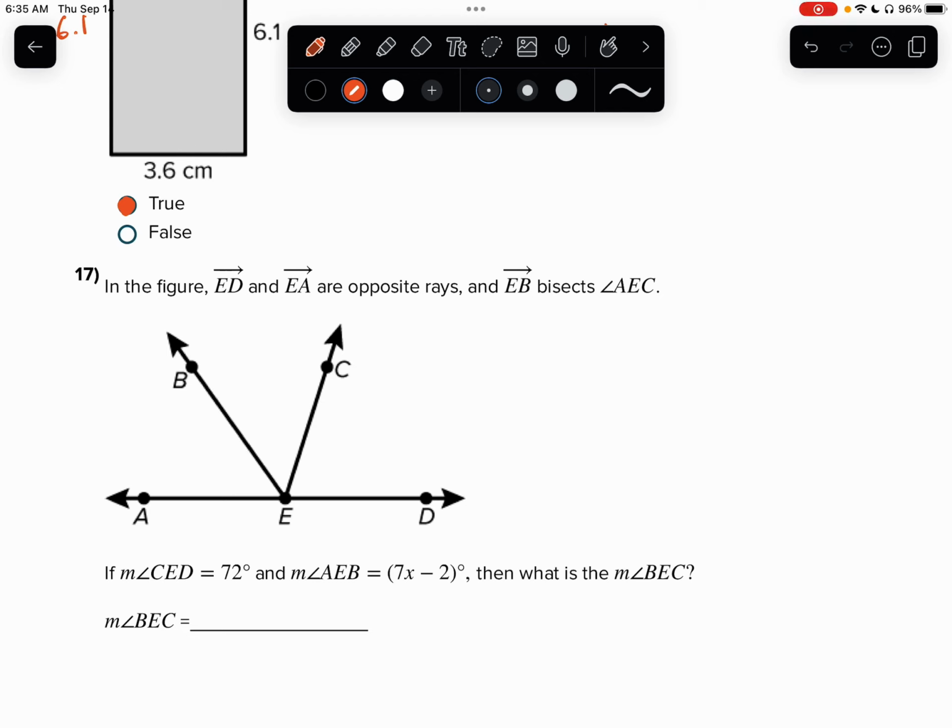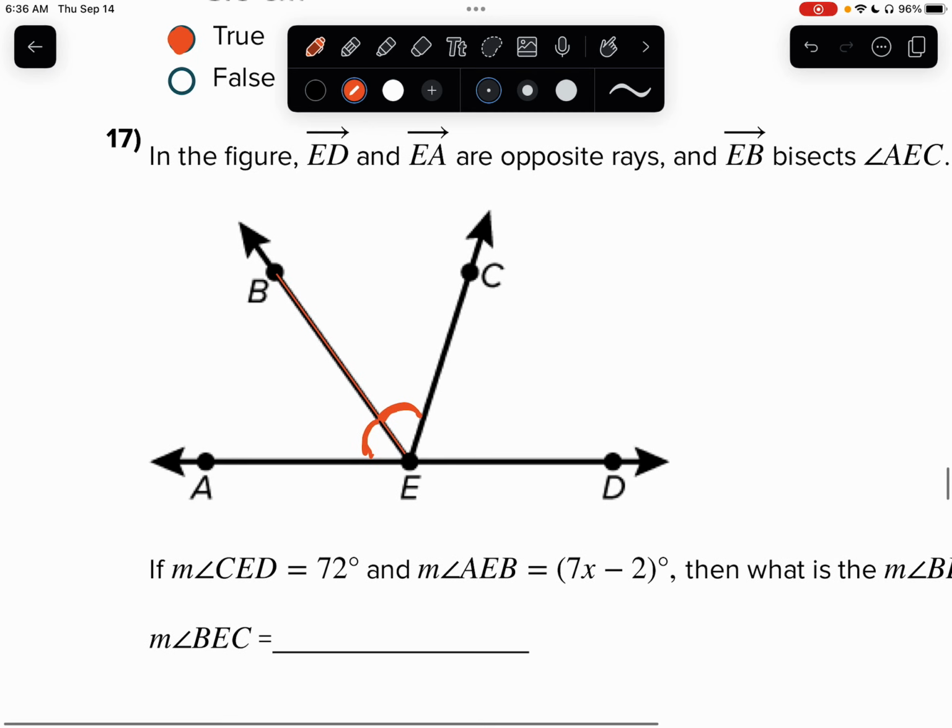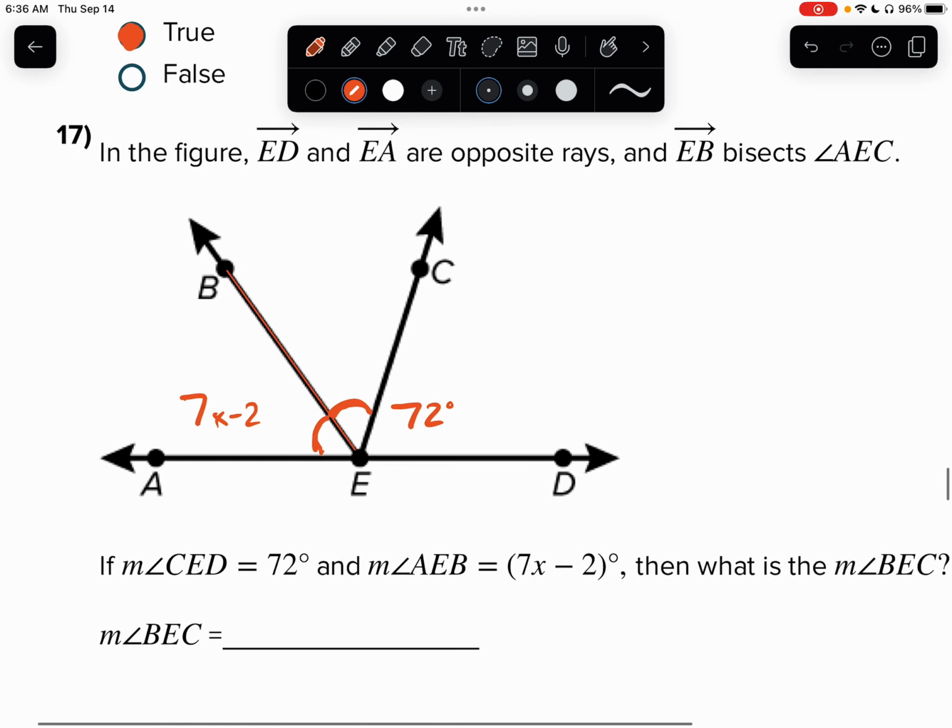All right, number 17 here. This one is very similar to number 2 at the beginning. So in the figure, ED and EA are opposite rays. They go different directions. So that means that AD is a straight line. EB is going to bisect angle AEC. So that means this angle and this angle are congruent to one another. If measure of angle CED equals 72 degrees, and AEB is 7x minus 2, what is the measure of angle BEC?